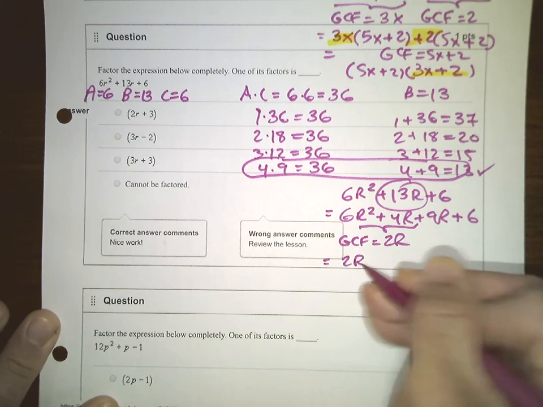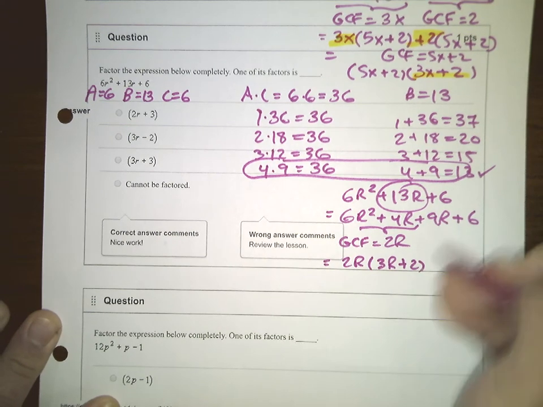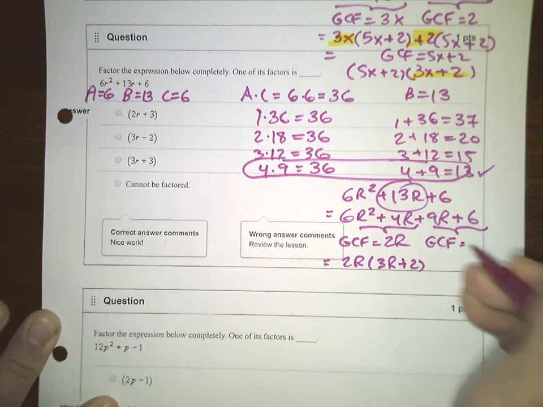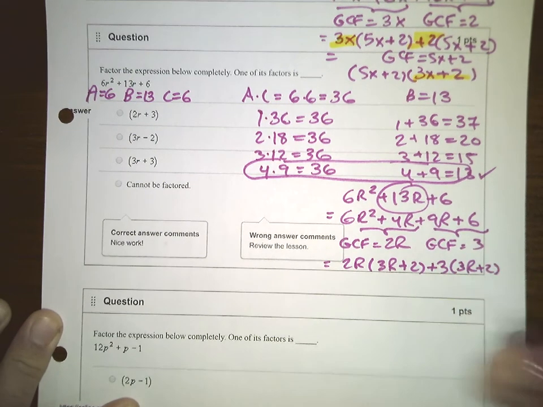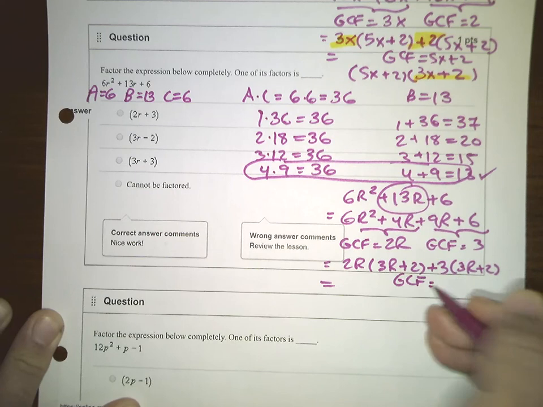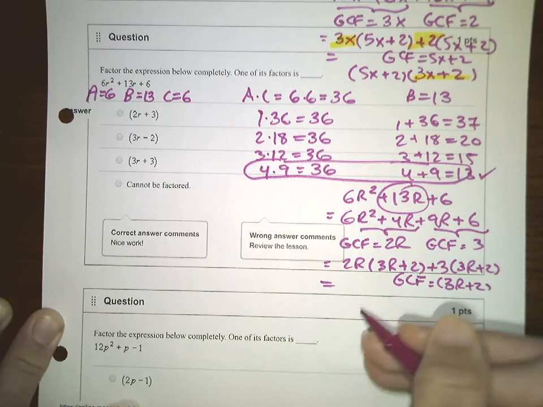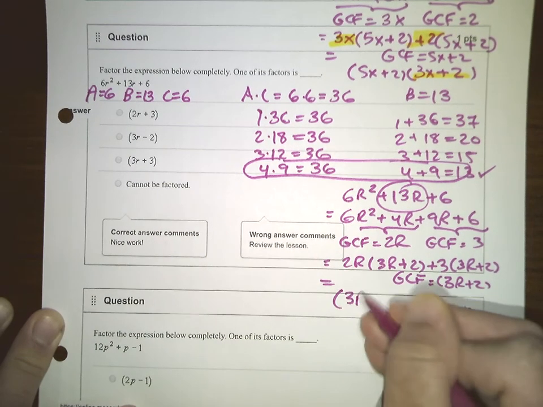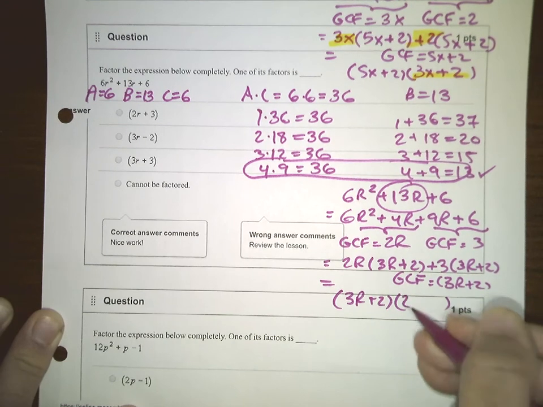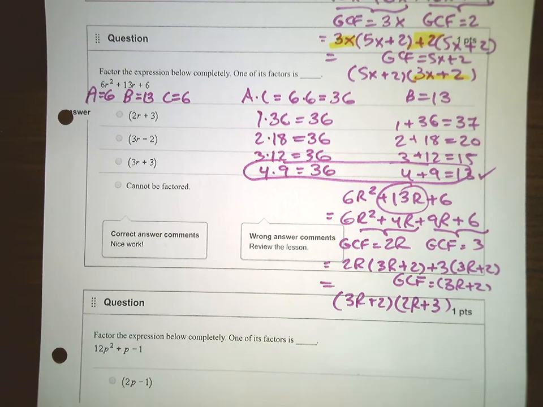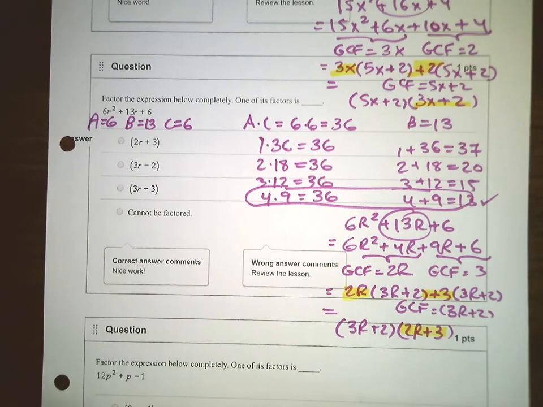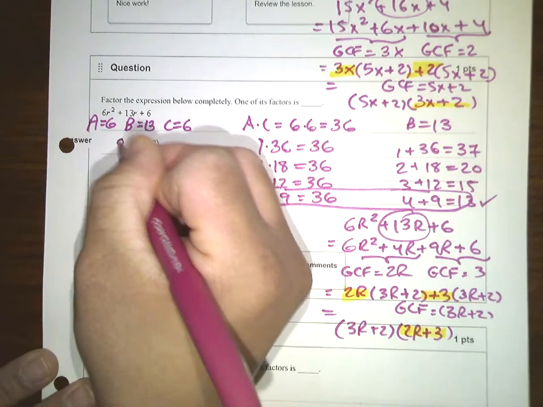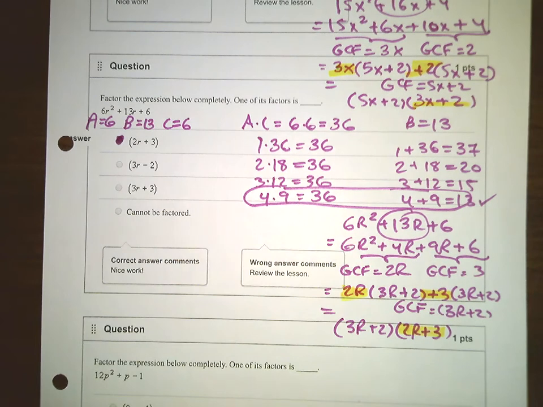So I have 2r times 3r plus 2. And the GCF from the second two terms is 3. So plus 3 times 3r plus 2. So if I factor out the GCF of 3r plus 2, I have 3r plus 2 times 2r plus 3. So I really hope that you enjoyed this example. So you can see that the factor that is listed here is 2r plus 3.